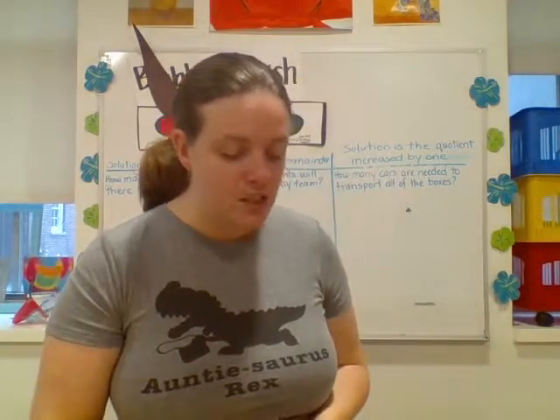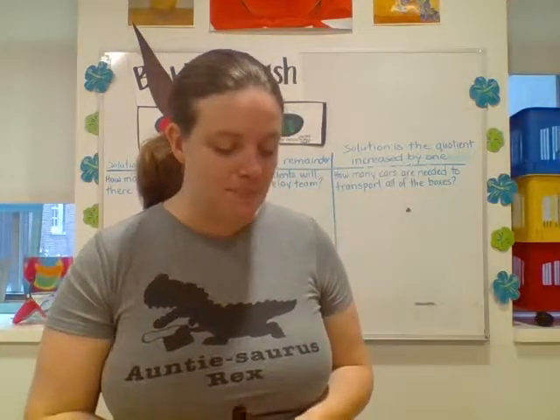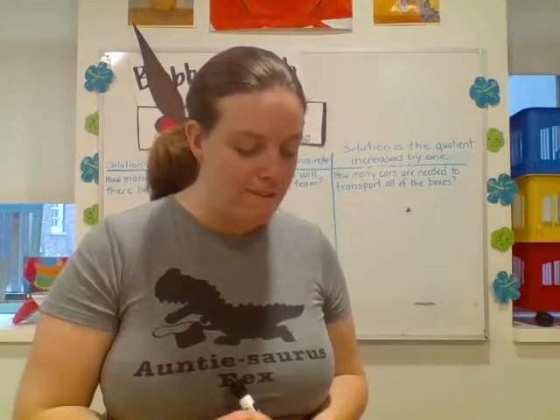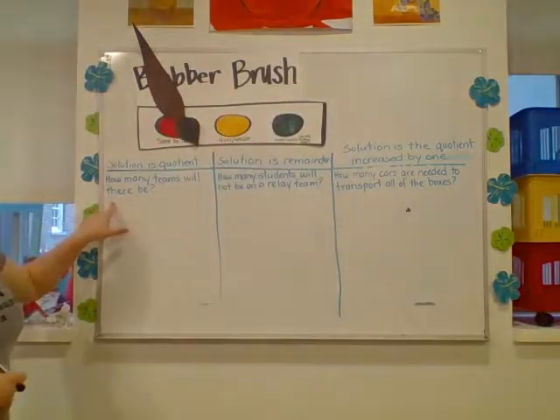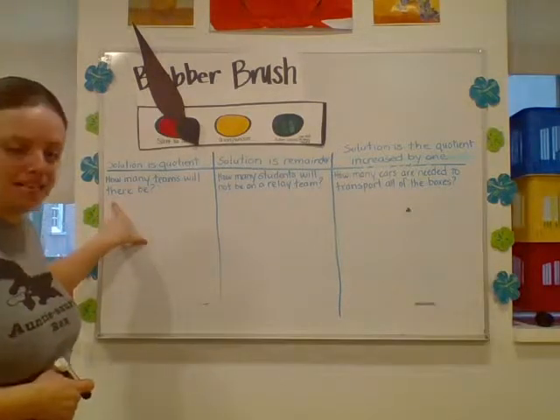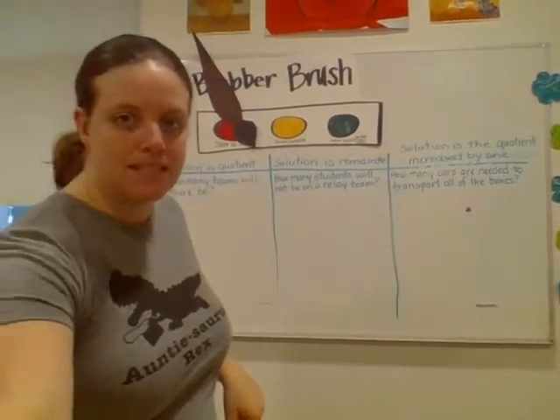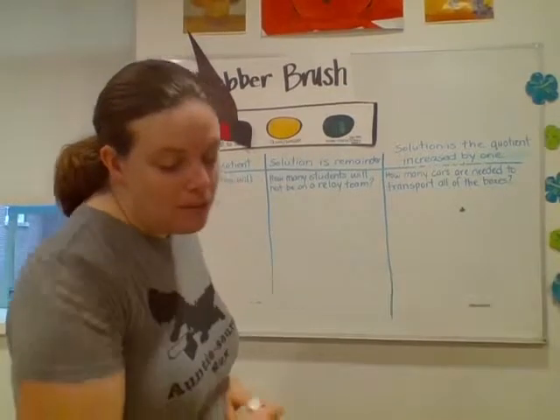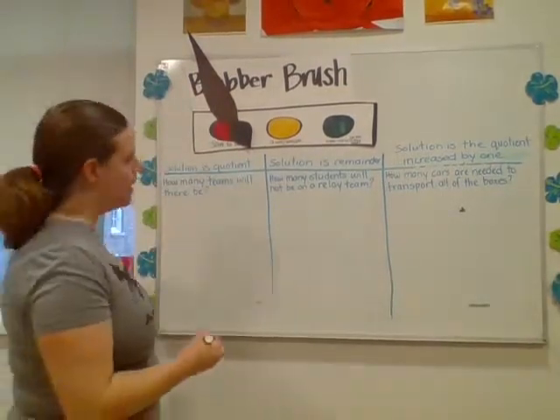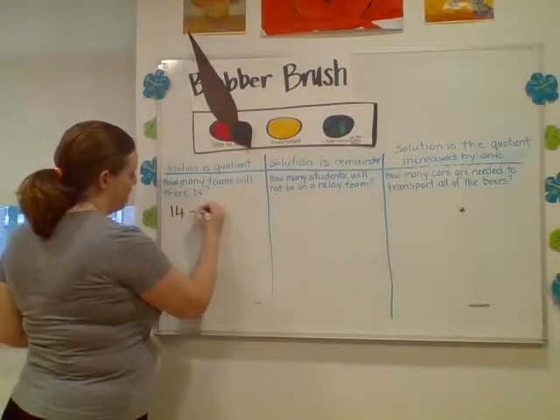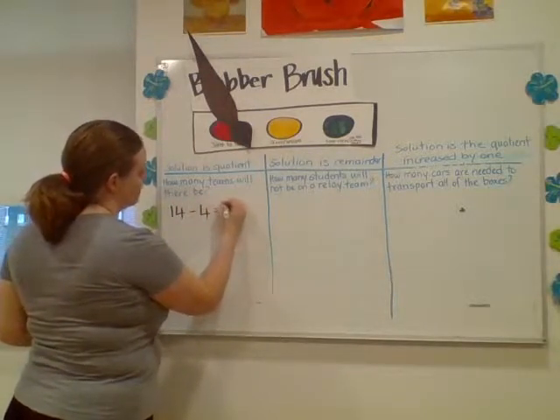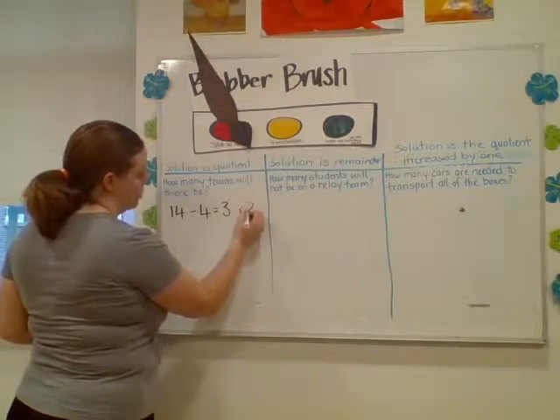So let's have a read of that problem. There are 14 students signed up for a relay race. A relay team has exactly 4 members. How many teams will there be? So I have our question sentence here. How many teams will there be? So we can work this out by going 14 divided by 4 equals 3, remainder 2.